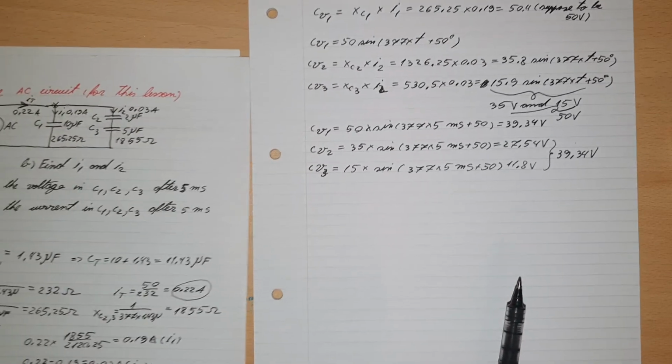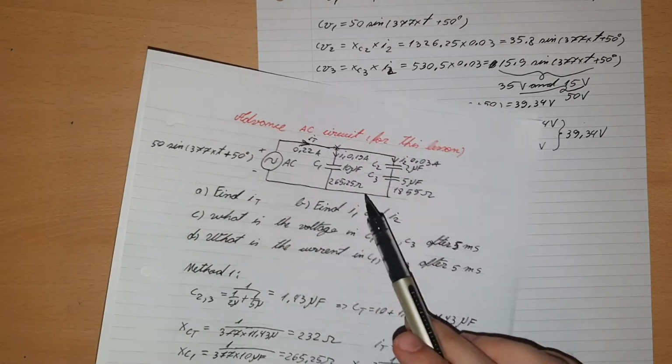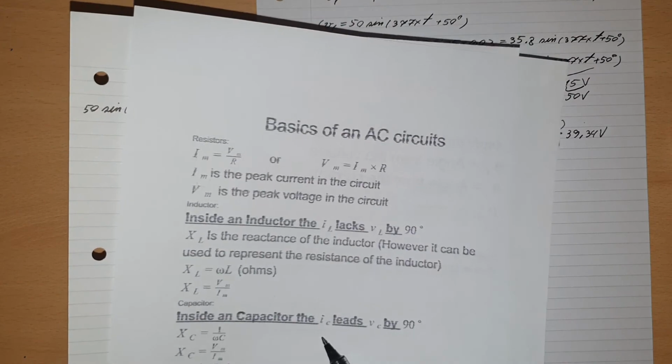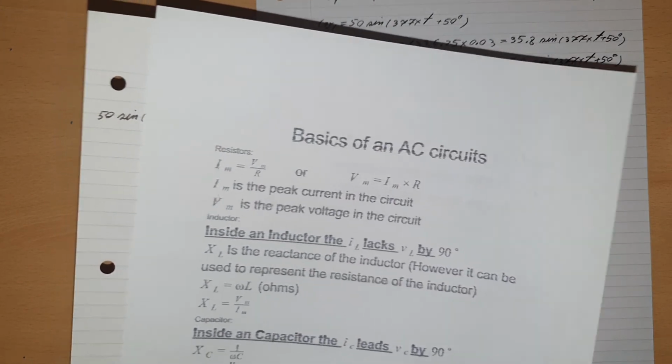Alright, now the next one is to find the current value after 5 milliseconds, and you may say, well, isn't it the same value? And the answer is no, it's not the same value, because these are still capacitors. And because they are capacitors, IC leads VC by 90 degrees, so it will be plus 90 degrees to it.